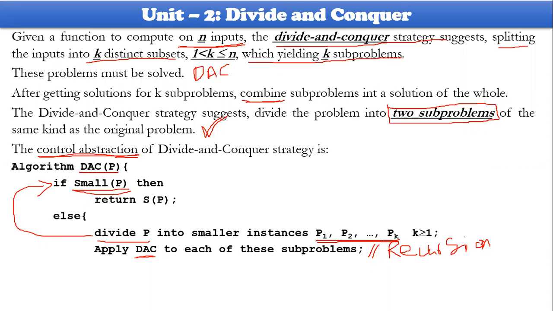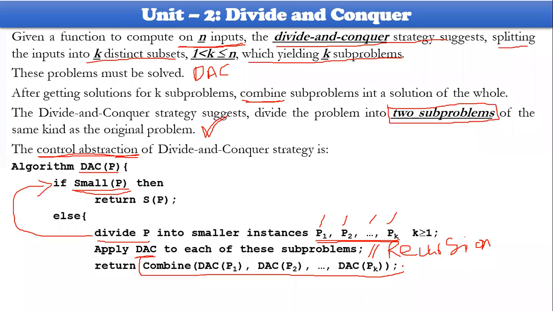This particular statement is called recursively, so divide and conquer can be operated on P1, P2, P3, and so on up to Pk. If P1 is small enough, yes, you have to return that. If P2 is small enough, yes, you have to return that. If P3 is not small enough, then we go for one more division, and so on and so forth. Then after that, you have to combine each and every subproblem's solution on the recursive call.